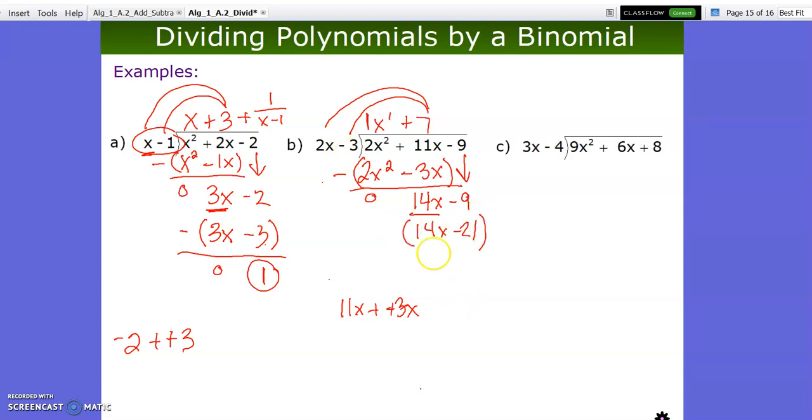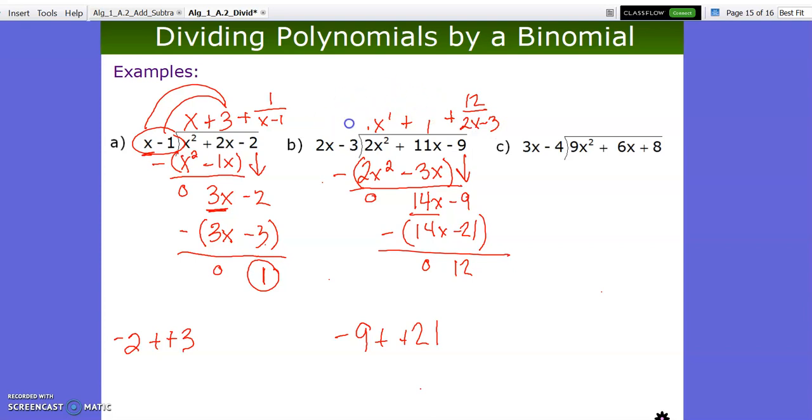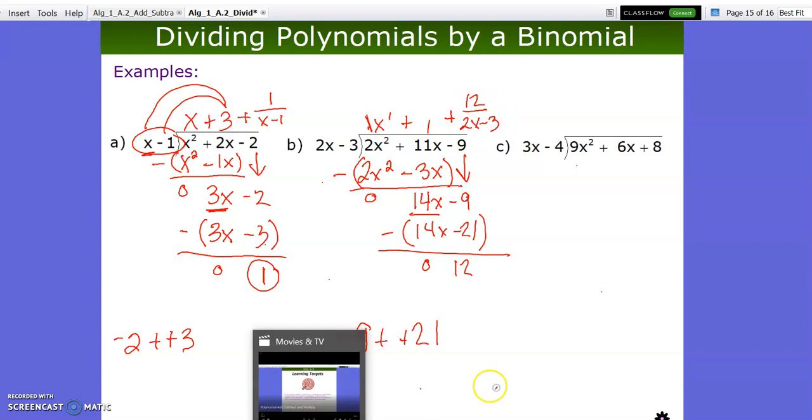Wrap it in parentheses so you can subtract. Let me erase this little bit down here. 14x minus 14x is 0. And let's write it down. Negative 9 minus negative 21. Keep, change. So I think we get a 12 as a remainder. So we write that up here. Plus 12 over 2x minus 3. And you will not be able to simplify your remainder with what you're dividing. This part here is not able to be simplified at all. So you would just leave it just like that.